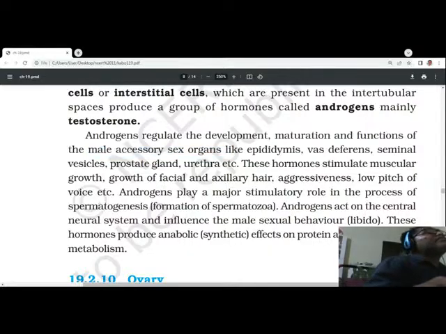If you take the male reproductive parts, there is the epididymis, which plays a major role in storing the sperms temporarily, the vas deferens, and the seminal vesicles. The seminal vesicles play a major role in the production of semen, and the prostate gland and Cowper's glands help in the activation of semen, and the urethra is a pathway for sending sperms.